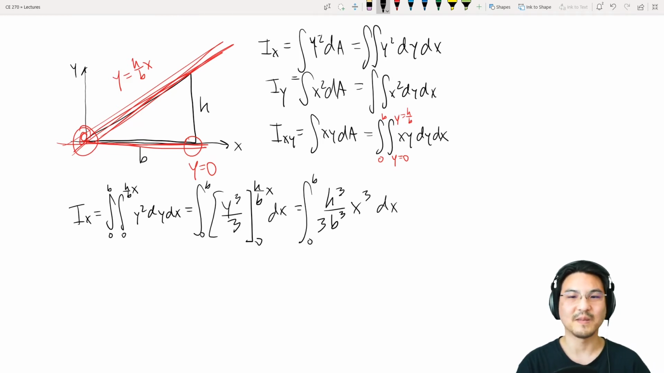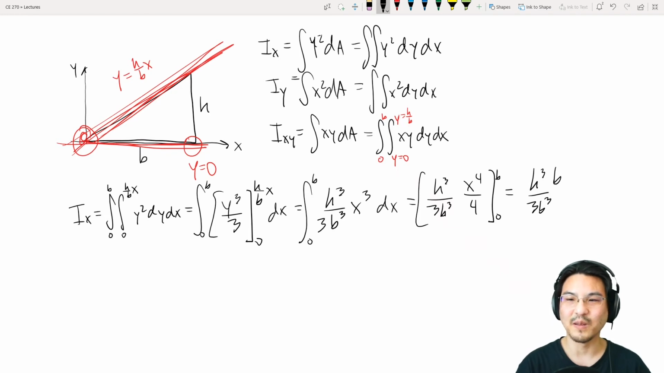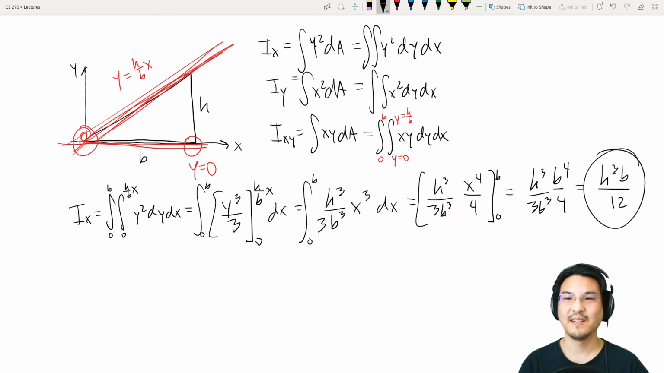All right, let's now integrate this. Let me move the constant out of here. So x cubed dx is x to the 4th over 4 from 0 to b. Let's evaluate that. So that's b to the 4th over 4. Let's gather terms here. So we got b to the 4th over b cubed, so h cubed b over 12. There we go. So that's Ix.